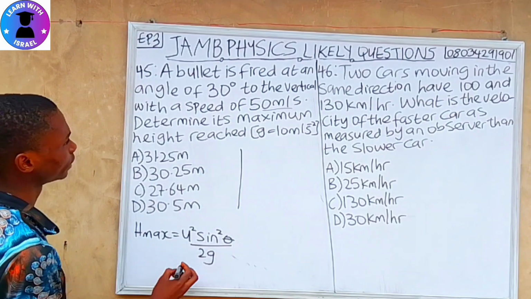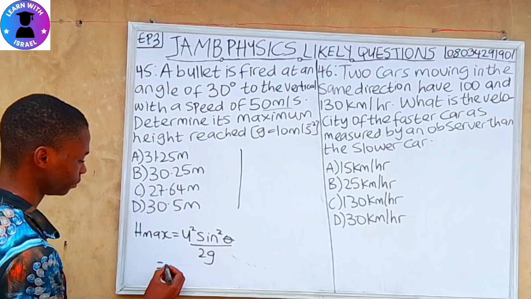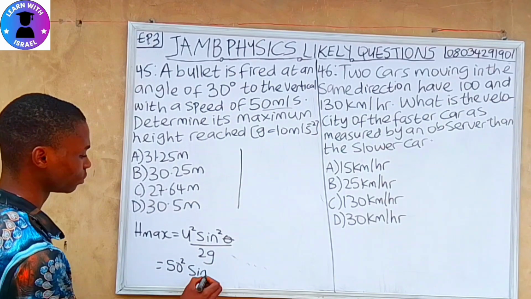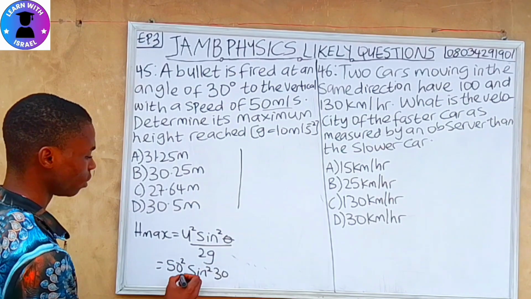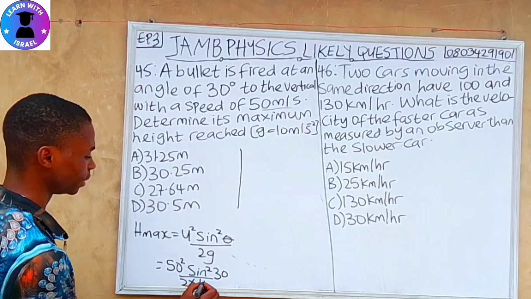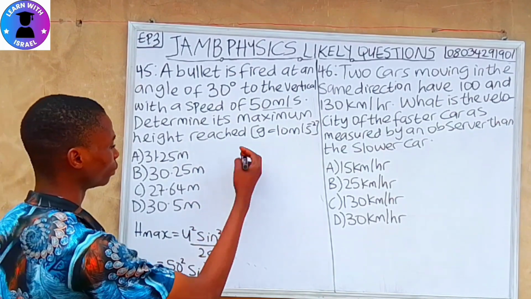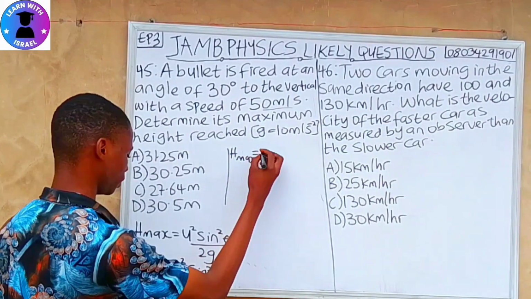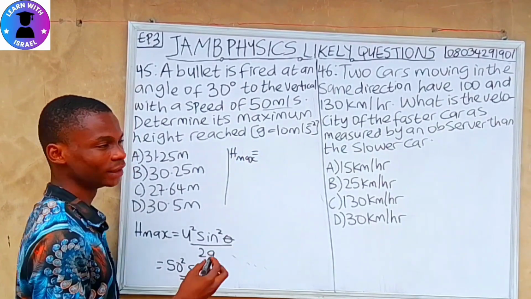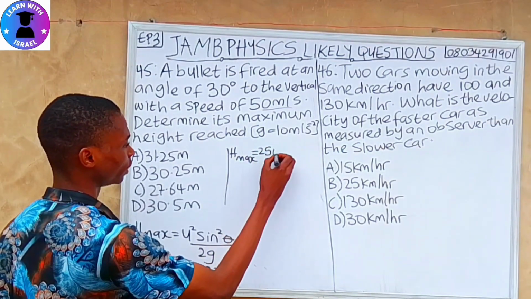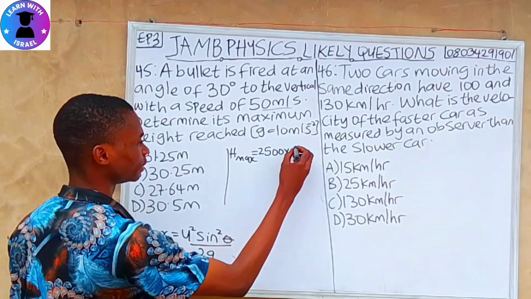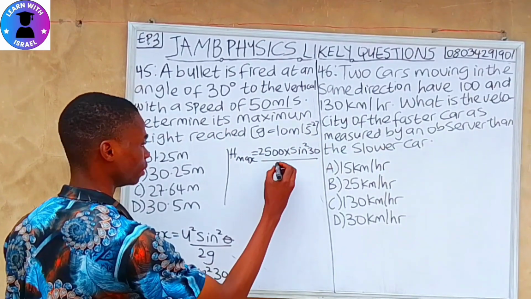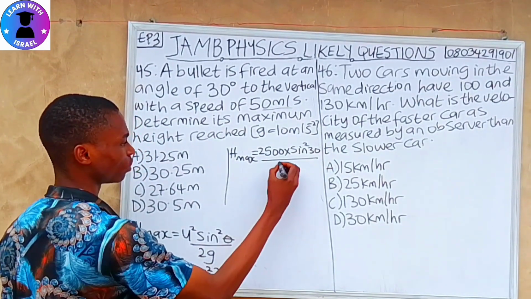So our u is 50. Our h max equals 50 squared sine squared 30 all over 2 times 10. Our g is 10. So our h max equals 50 squared, which is 2500, multiplied by sine squared 30, all over 2 multiplied by 10, which is 20.